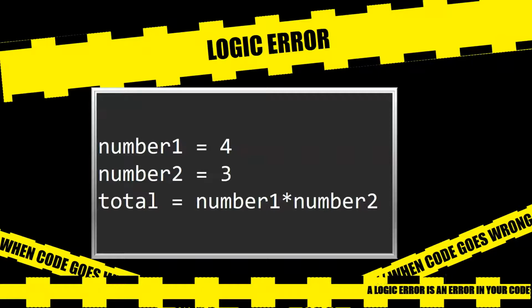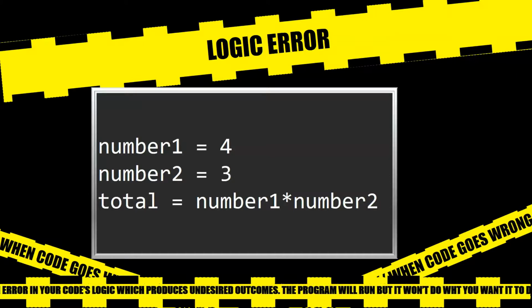A logic error is an error in your code's logic which produces undesired outcomes. The program will run, but it won't do what you want it to do. In this program, we are supposed to see the total of number 1 and number 2, but this program multiplies instead of adding.